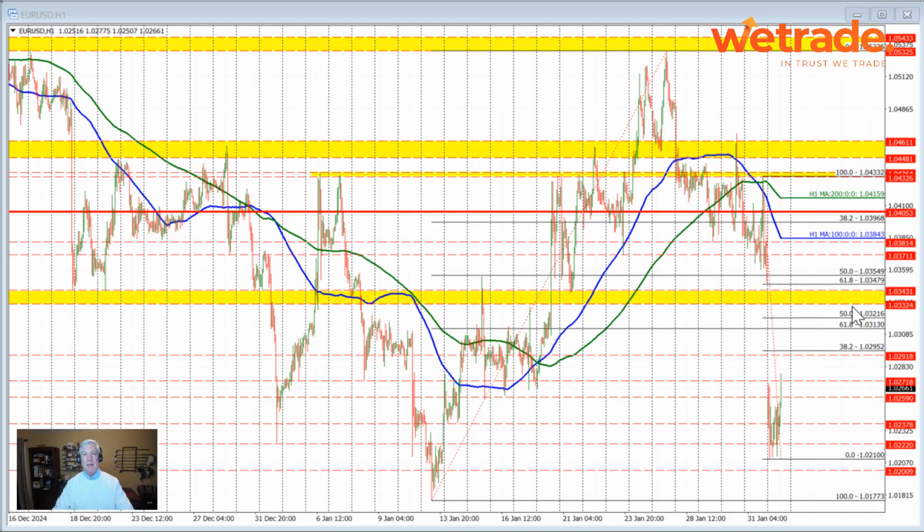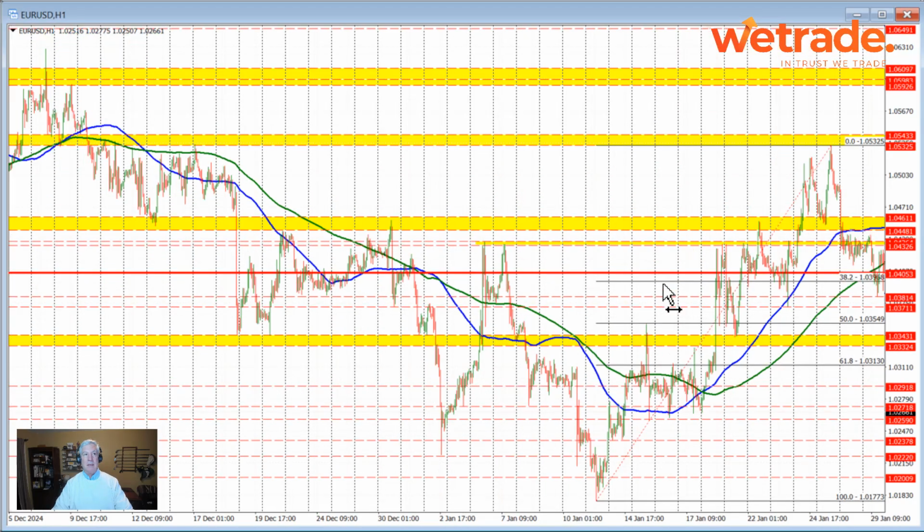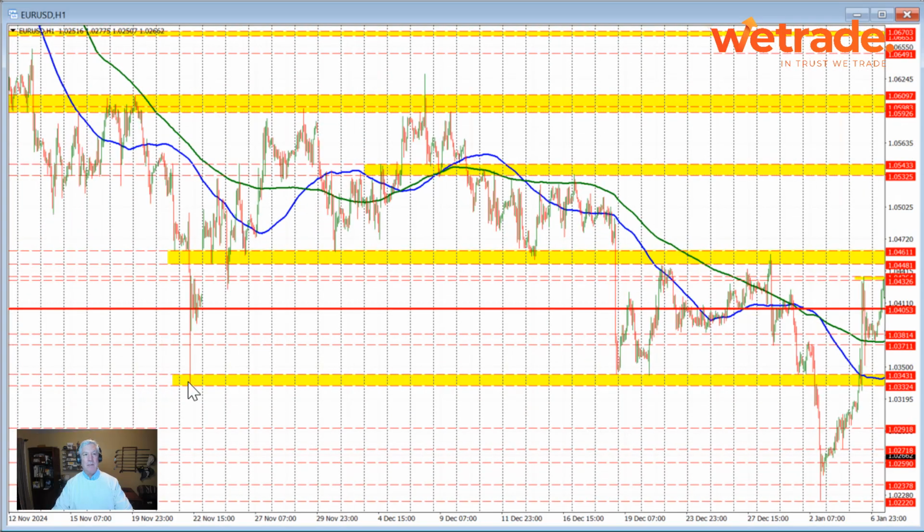But this area right here is also going to be a level that we probably don't want to see the price move back above, this swing area. It actually goes back to way back here. You see how we have a swing low here, swing low here, swing low right here.